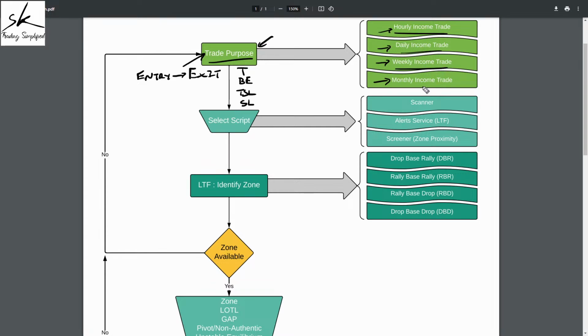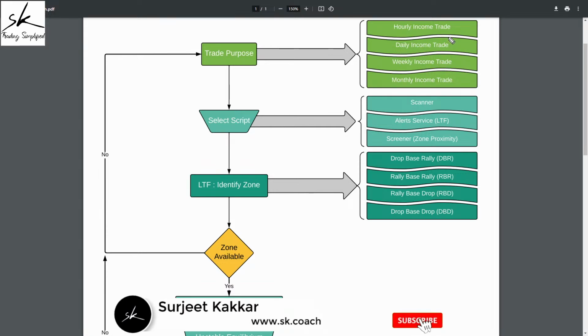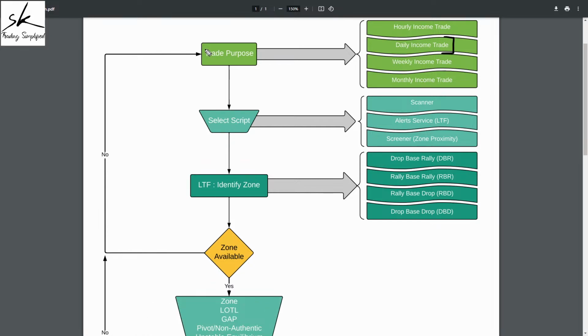Weekly income, a trade which can last for a week or few weeks. And monthly income, a trade which can last for a month or few months. Now, very important by definition, I said daily income is a trade which can last for a day or few days. But when you're trading markets which are not 24-hour markets, that I'm pretty sure all of you would have experienced, whenever the market opens, some symbols they'll gap up, some symbols they'll gap down.